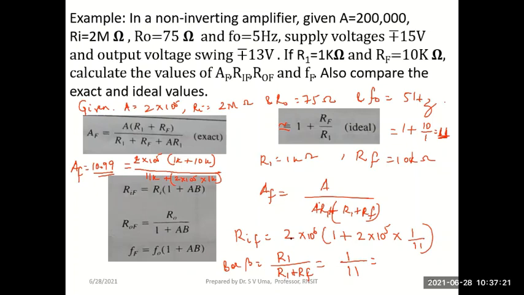How much would that be? Find out RIF, ROF. That's why I told for all the three cases you need the value 1 plus A beta. So find this first. 1 plus gain into beta. The feedback factor beta is 1 by 11. 0.09.